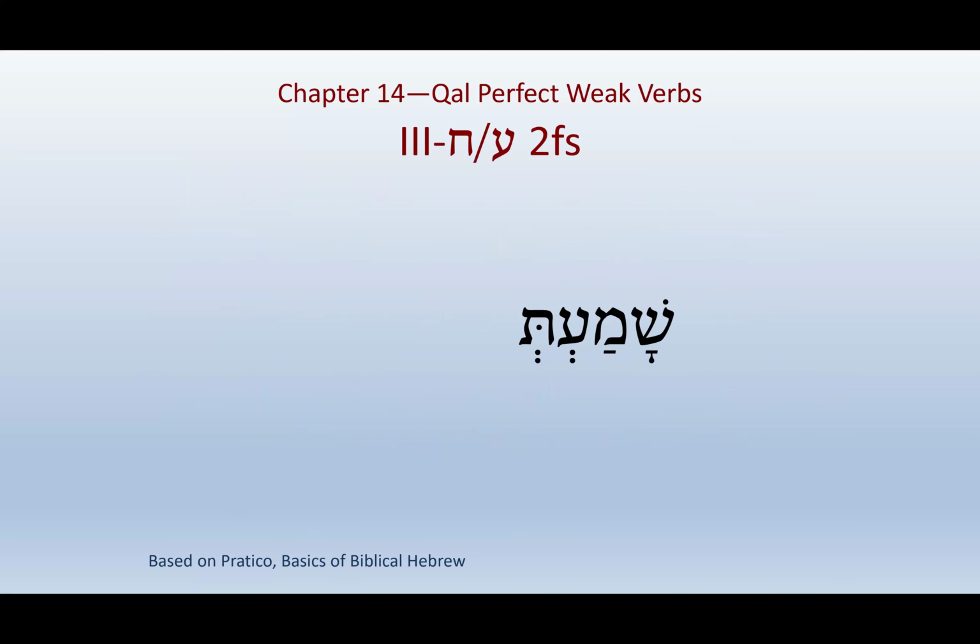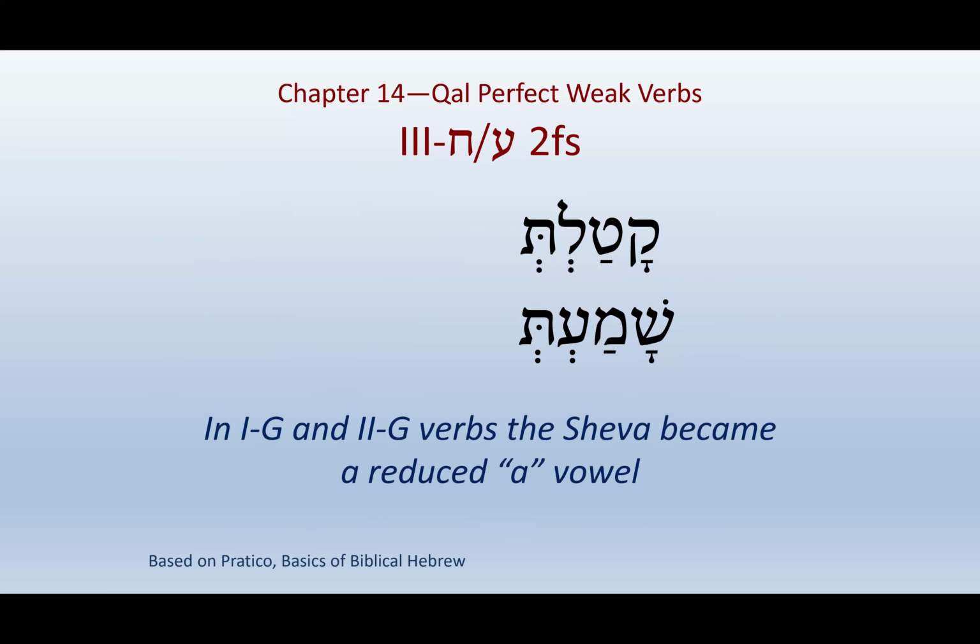Here's shamat. Shama is to hear, and this is the second person feminine singular, talking to a woman. You heard, shamat. And here's katalt. You killed, talking to one woman. So it's second feminine singular, katalt. But we have a problem here. The schwa under the guttural has to become an A vowel.